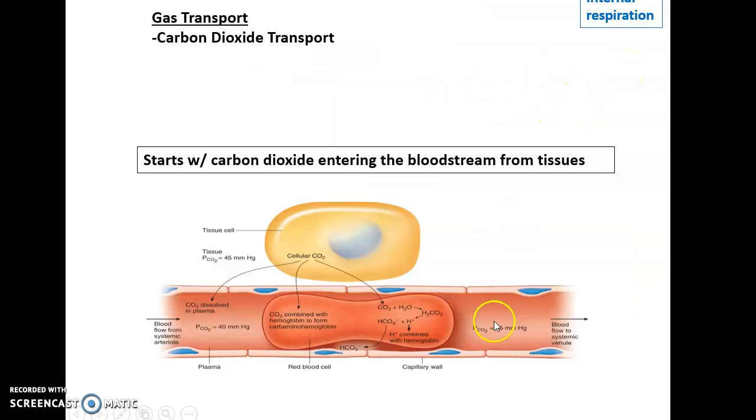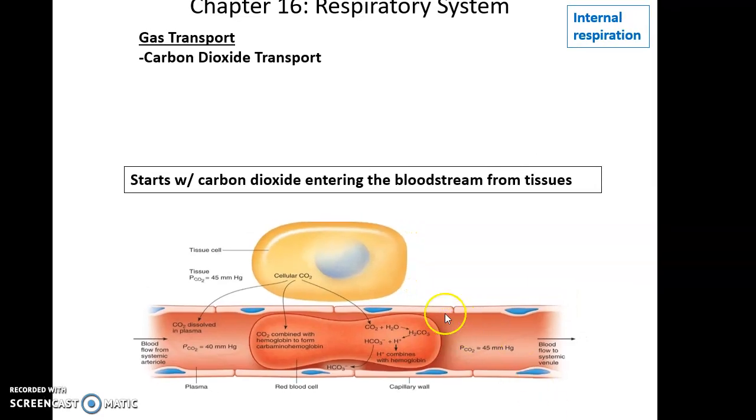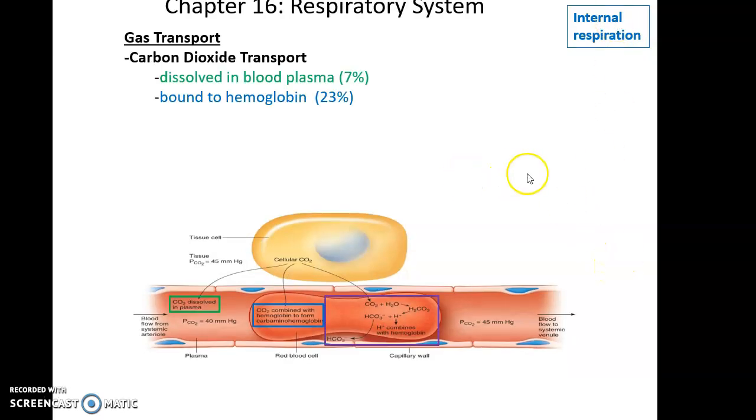All right, carbon dioxide transport. Also important because we know it affects the blood pH. So, carbon dioxide is produced by the cells of our body, then it leaves and enters the fluid surrounding the tissues, and then it will enter the bloodstream. So, carbon dioxide transport initiates by going into the bloodstream, into the capillaries in our tissues. This would be internal respiration.